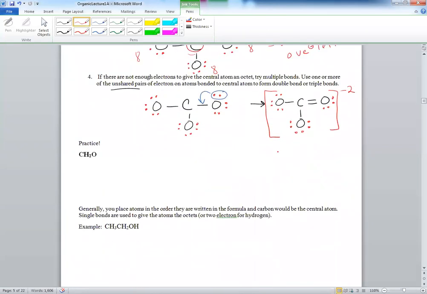So let's practice this one. C has 4 valence electrons. We have 2 H's, and we have an O. 1 valence for hydrogen, 1 valence for hydrogen, and 6 valence for oxygen. Now, there are no charges on here, so I don't have to add any extra or subtract. So if I add up all of those electrons, I get 12.